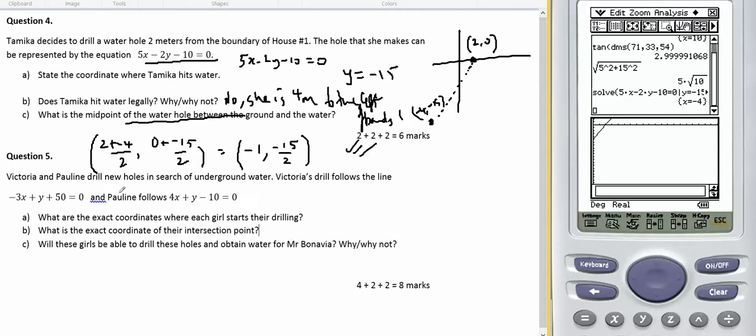Question 5. Victoria and Pauline drill new holes in search of underground water. Victoria drills this particular hole and this particular hole. What are the exact coordinates where each girl starts their drilling?